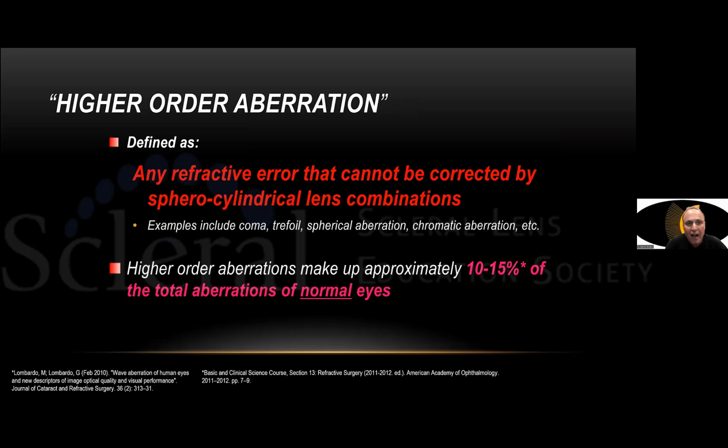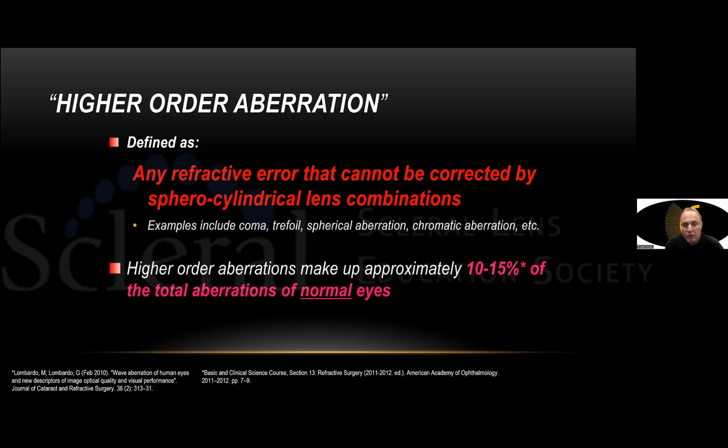So how do we define high order aberrations? Simply, we can define them as any refractive error that cannot be corrected by spherocylindrical lens combinations. For all of the high order aberrations, there's nothing we can really do with our traditional lens technologies, whether ophthalmic lenses for spectacles or traditional contact lens technologies. When we use sphere and cylinder to correct the low order aberrations, we're not addressing the high order aberrations.